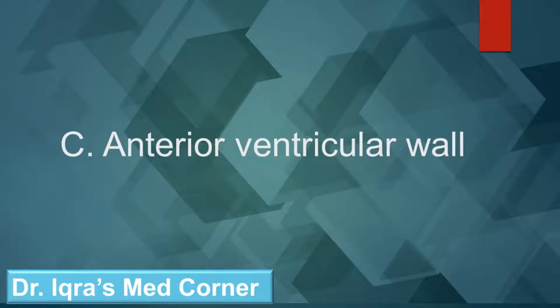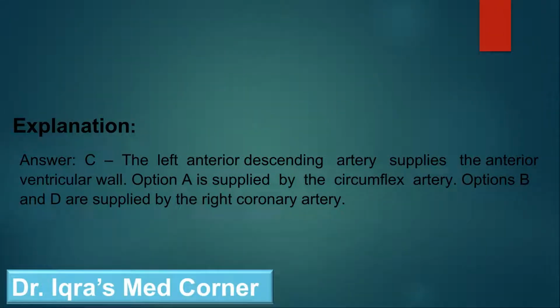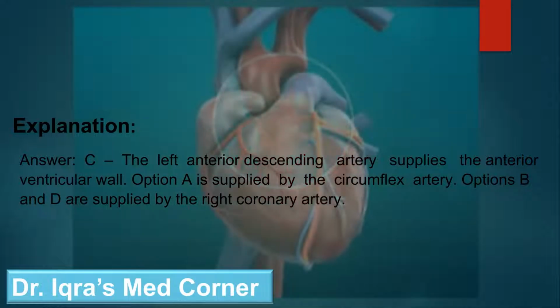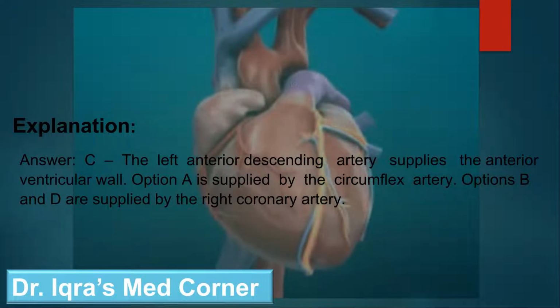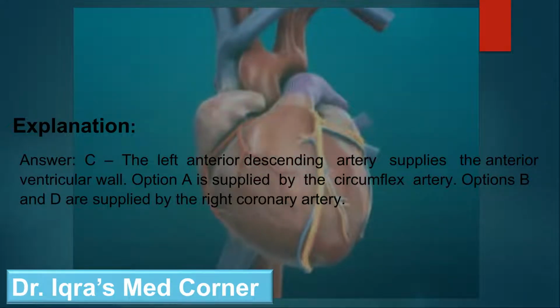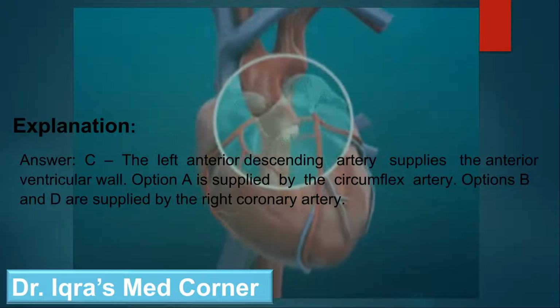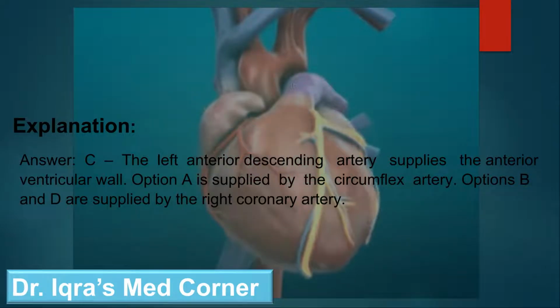And the explanation is the left anterior descending artery supplies the anterior ventricular wall. And option A, the lateral surface of the left ventricle, is supplied by the circumflex artery. And the sinoatrial node, which is option number 2 or option B, is supplied by the right coronary artery. And option number D is also supplied by the right coronary artery. So now let's see the last scenario of this part.